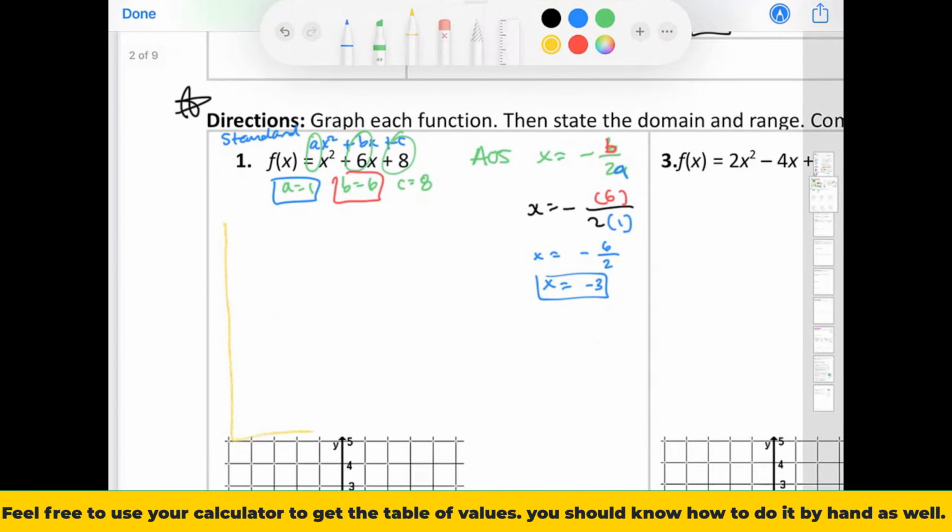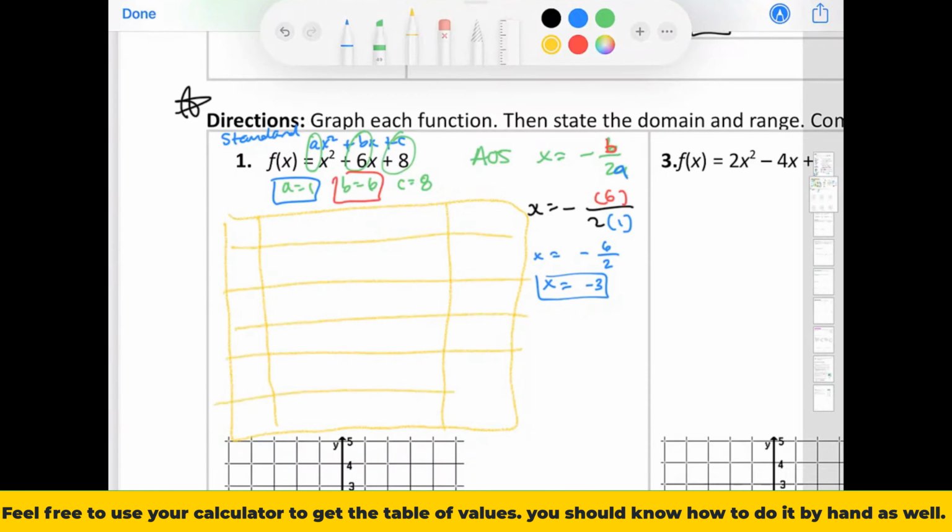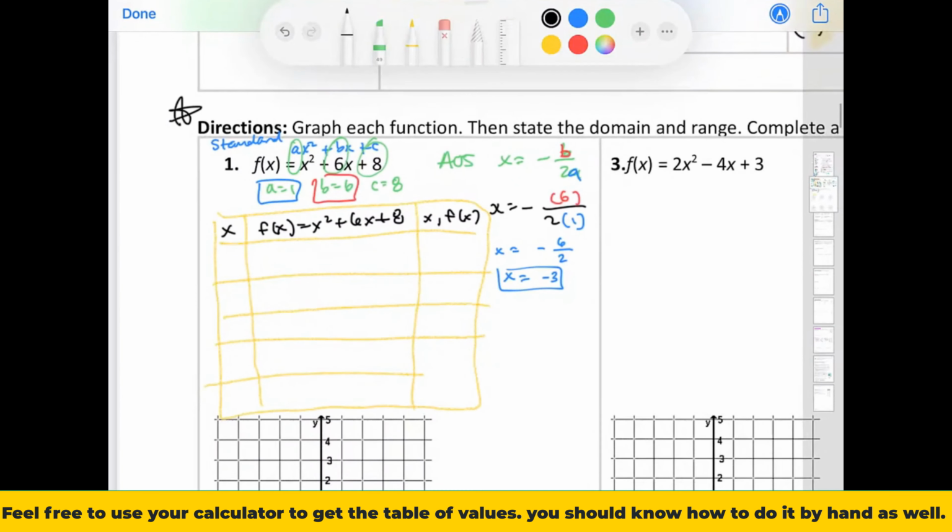So then if you make your table of values, just like we did above, so this is x, this is my function, and then this is the ordered pair. Right? The most important is the axis of symmetry will go in the middle. Not here, not here, no, no. This one in the middle. That is very specific. You must have that.